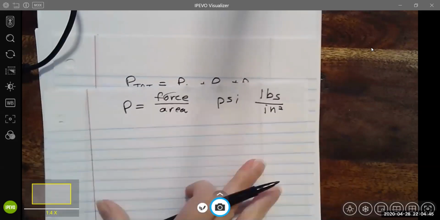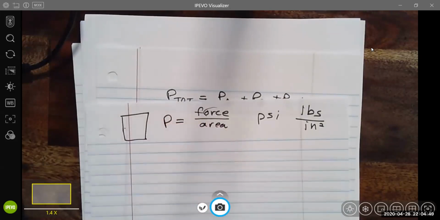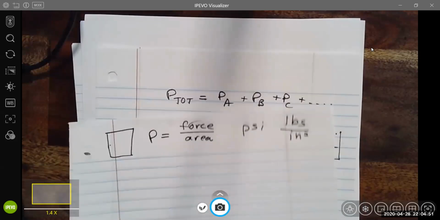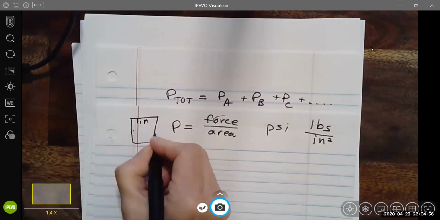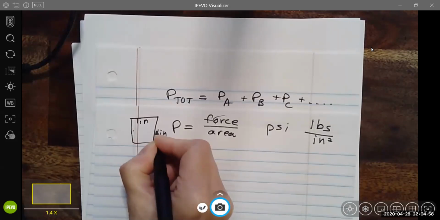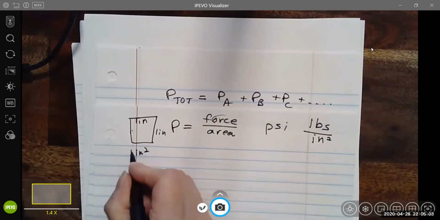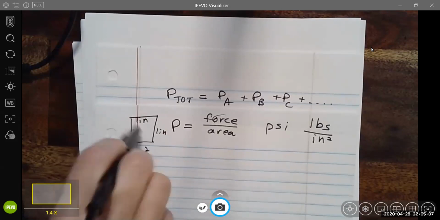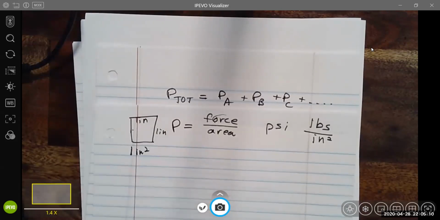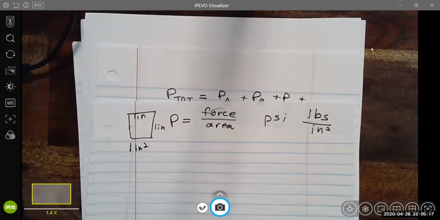So it's telling us if we were to draw a square that was 1 inch wide by 1 inch long, it's a bad square, but let's pretend, then you would have a 1 square inch area. And the pressure exerted by the gas that's colliding with that area is what the pressure is. Now, we don't use that unit too much in chemistry, but it gives you an idea.